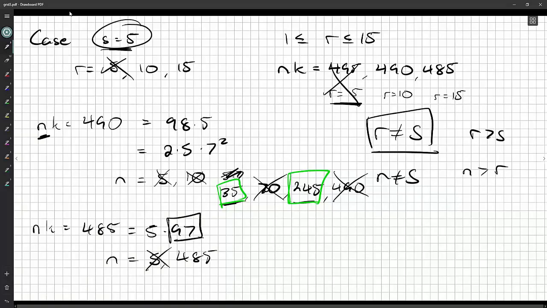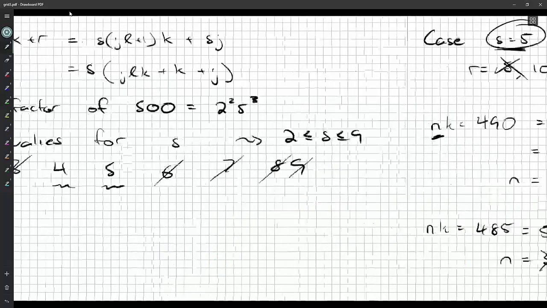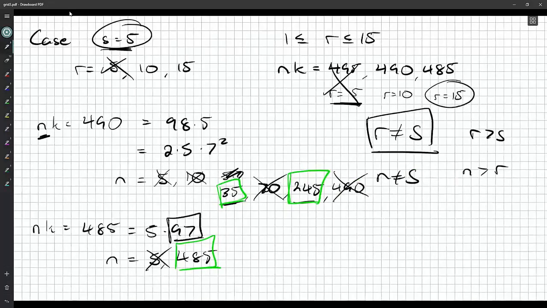And what happens when I divide by, in this case, R has to be 15. What happens when we divide 485 by 15? Just grabbing my calculator, I get a remainder of 5, which is S, which is exactly what I want. So this one also works. Okay, so that was just the case with S equals 5. We still have 4 and 2 to go. Hopefully, with them being powers of each other, this might go a little faster.